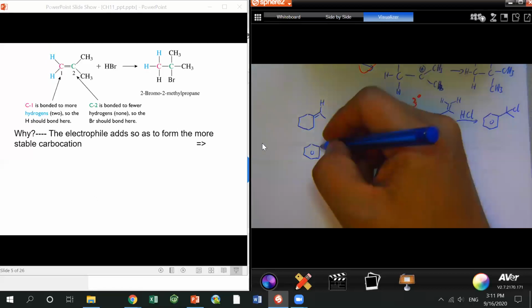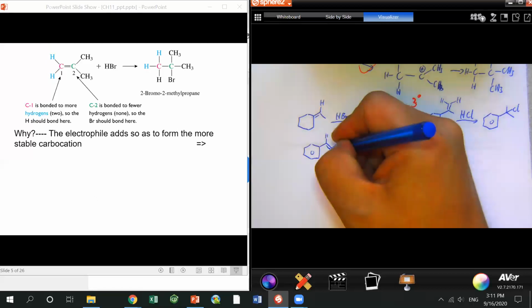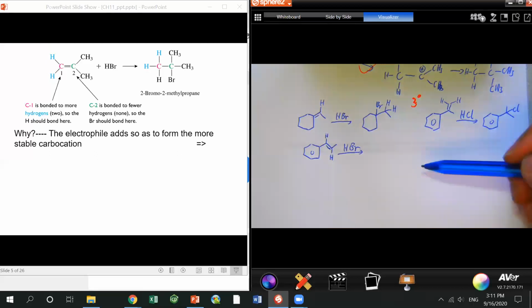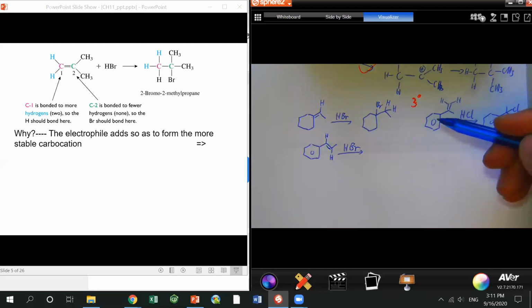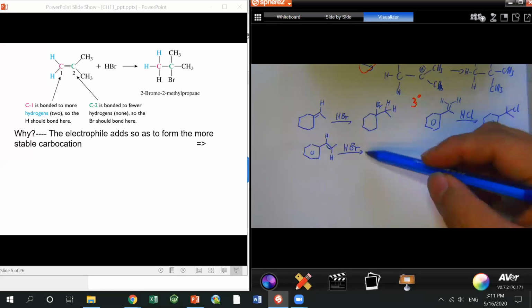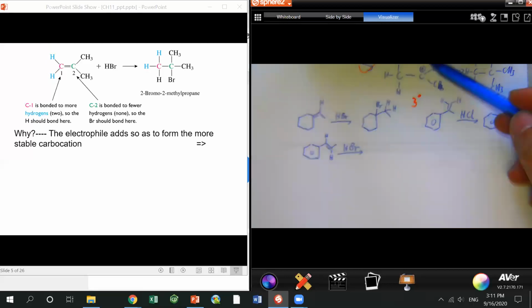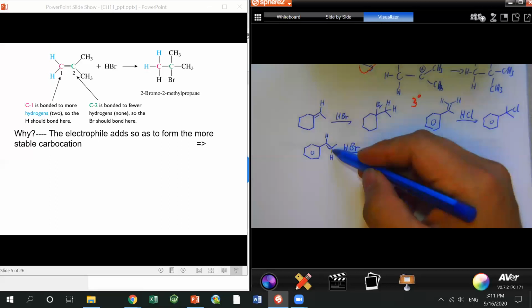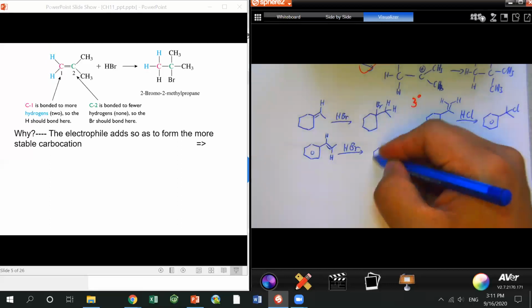For this question, both carbons have 1 hydrogen, so it looks like we cannot apply the Markovnikov rule. But remember the fundamental basis for the Markovnikov rule is the stability of your carbocation. So if the right carbon picks up hydrogen, you generate something like this.